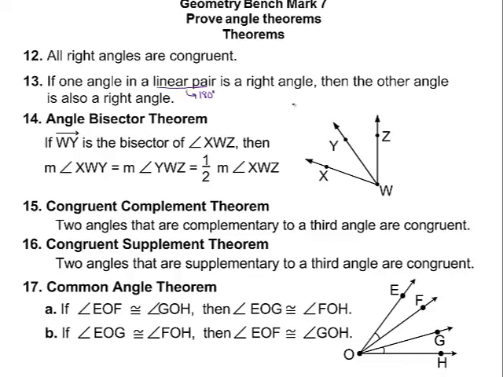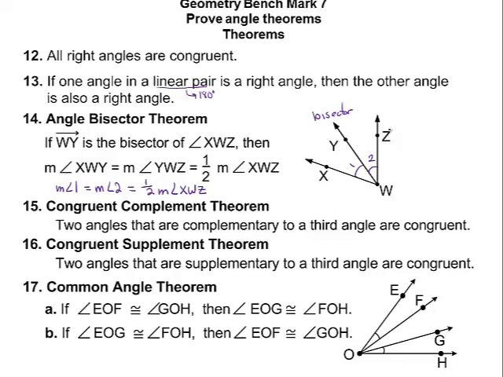So 12 and 13 are good? Okay, we have theorem 14, which is the angle bisector theorem. This one says if WY is the bisector of XWZ, so here's WY, this is my bisector, then this angle here is the same as this angle here, which is half of the whole thing. So the measure of angle 1 is equal to the measure of angle 2, which is equal to 1/2 of the measure of the whole thing.